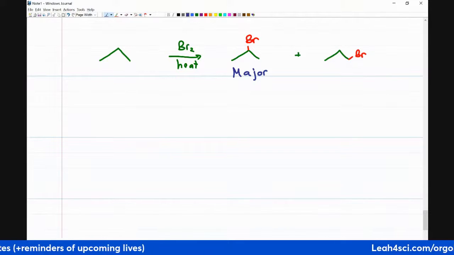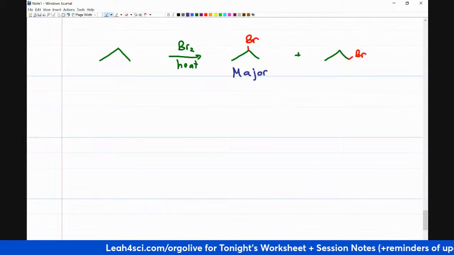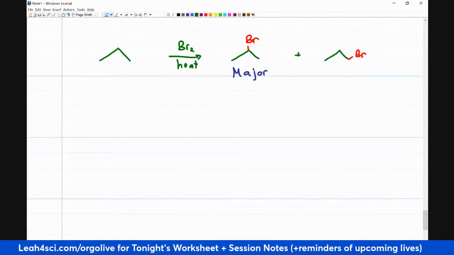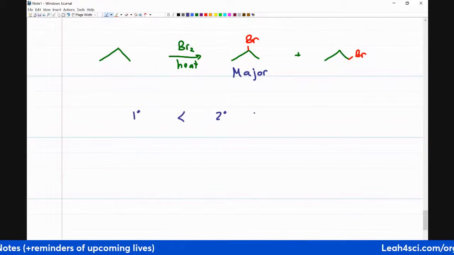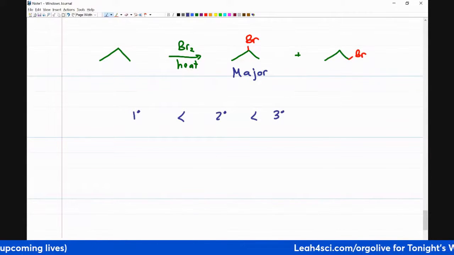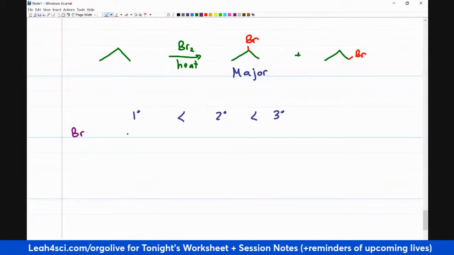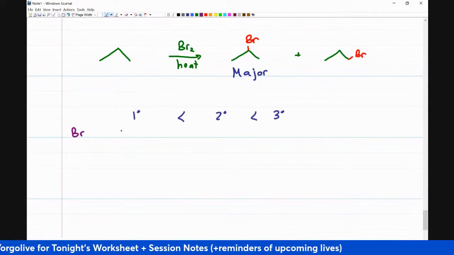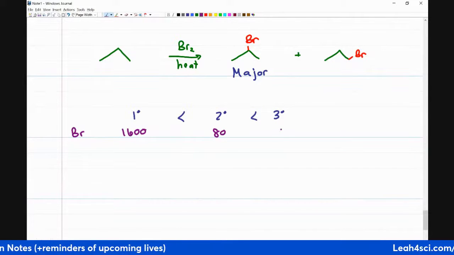When it comes to forming the products, you have to look at the ratio of the stability between the primary, secondary, and tertiary. For bromination, that is really, really important. Primary is much less likely to form than secondary, which is much less likely to form than tertiary. And the ratios, I had to memorize them. A lot of my students don't, but just in case you have to memorize them, I'll give you the numbers here. It is, what is it, 1600 to 80 to 1.